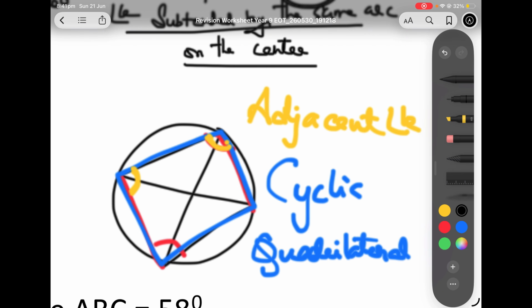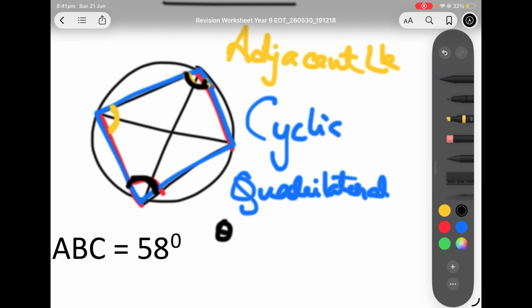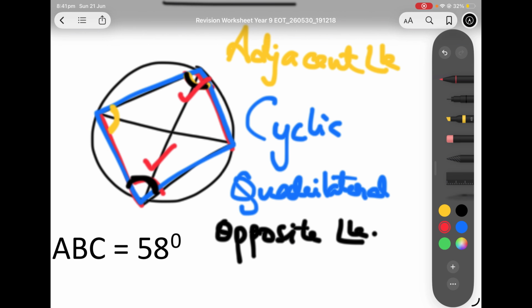Then I have this angle and this angle. They are opposite to each other, so the black ones would be called opposite angles. And the rule is: the opposite angles in a cyclic quadrilateral, if I add this angle and this angle, will sum up to 180 degrees.